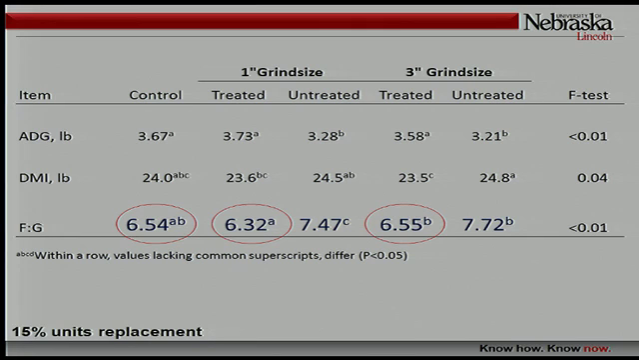Looking at performance, we've seen similar performance for the 3-inch treated compared to the control. So that said to us that yes, you can replace 15 units of corn, and this was done with some heavier calf feds. But we also noticed a slight, subtle improvement in performance with grinding the stover smaller prior to treatment, with the 1-inch grind compared to the 3-inch grind.